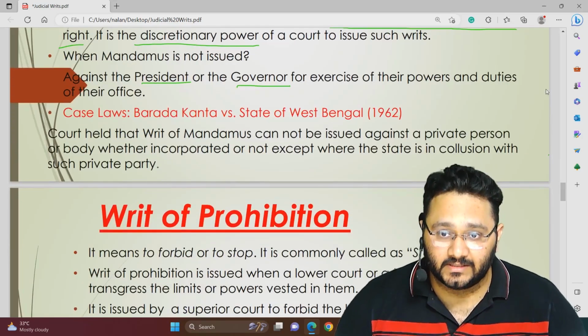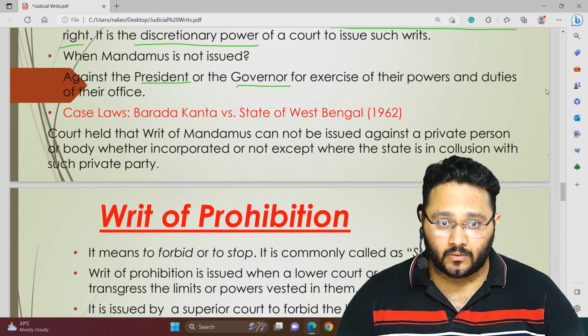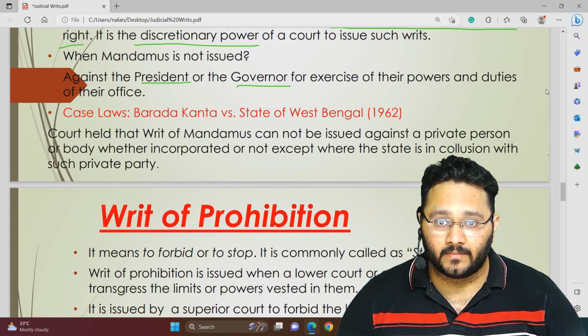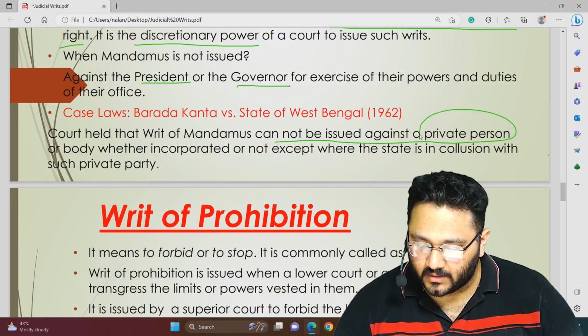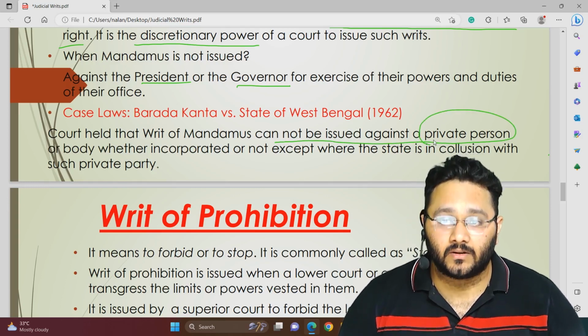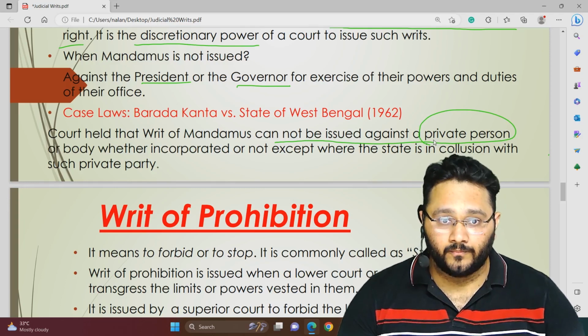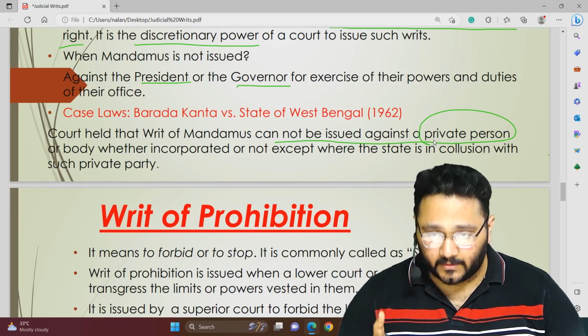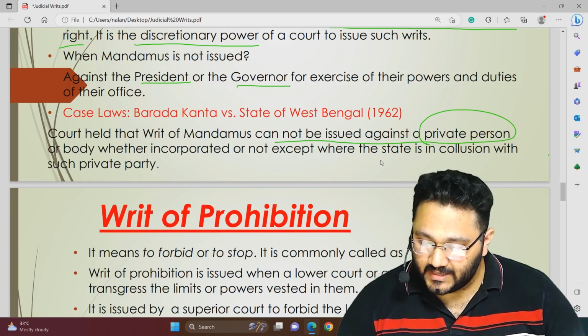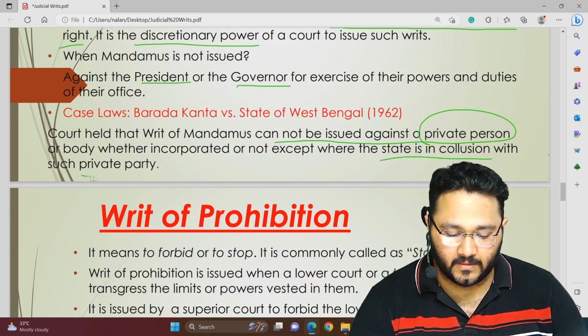So there was a case law, Bharat Kanta versus State of West Bengal, in which the court held that the writ of mandamus cannot be issued against a private person, whether incorporated or unincorporated. Except, there was an exception, where the state is in collusion with such a private party.